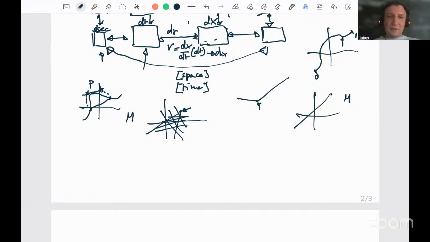And the other thing, my question is, have you heard of Cartan frames? No. I might have heard them, but I don't know what they are.